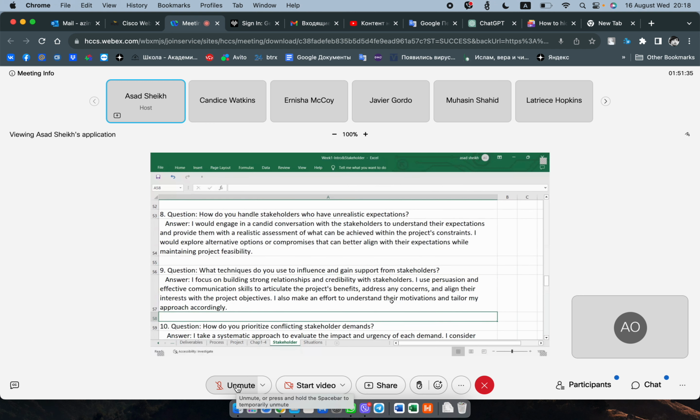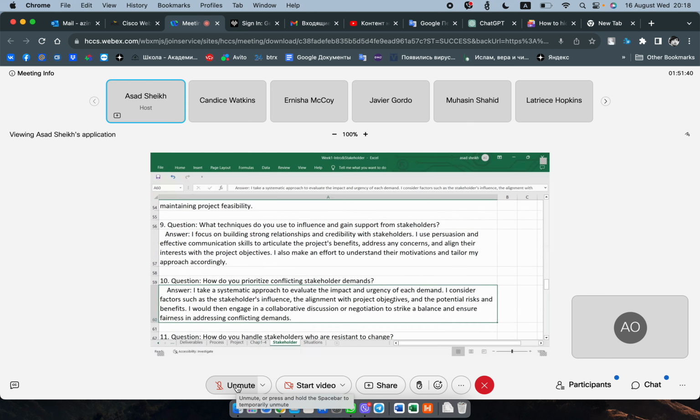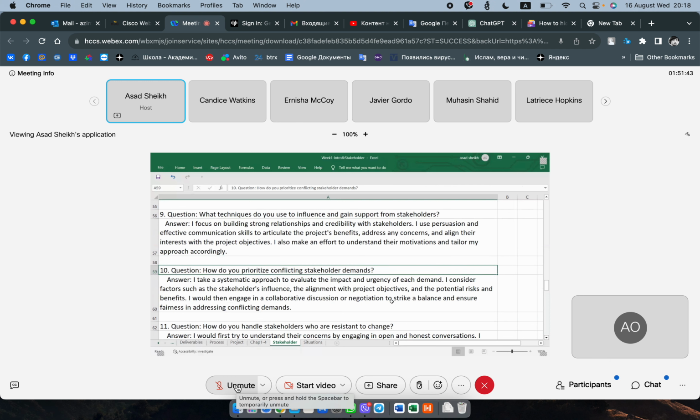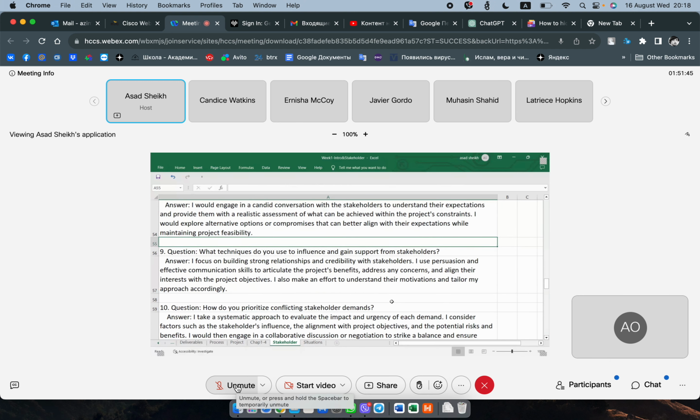Next, what technique do you use to influence and gain support from stakeholders? Okay, this is a good one also. So what are the techniques? I focus on building strong relationships and credibility with the stakeholders. How? I use persuasion and effective communication skills to articulate the project benefits, address any concerns, and align their interest with project objectives. How do you do all that? You have a one-on-one meeting with them. First of all, you have to understand who they are and what they're looking for. That's very important. And as you meet with them, you understand what they're looking for.